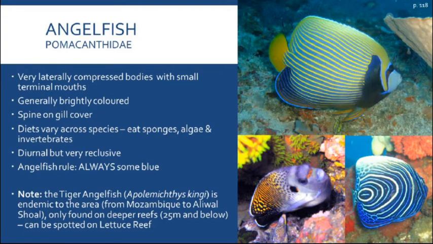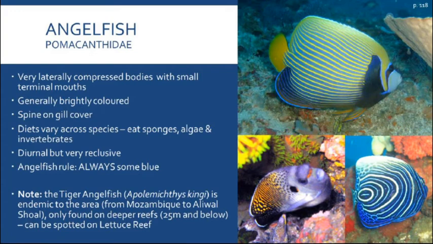Angelfish are actually quite similar to butterfly fish when you first look at them, but there are some key distinguishing features. Again, that spine: butterfly fish do not have that spine on the gill cover. It is unique to angelfish. Angelfish always have some blue in them as well. Like we were saying, the butterfly fish always has some kind of yellow in them. The angelfish always has some blue.